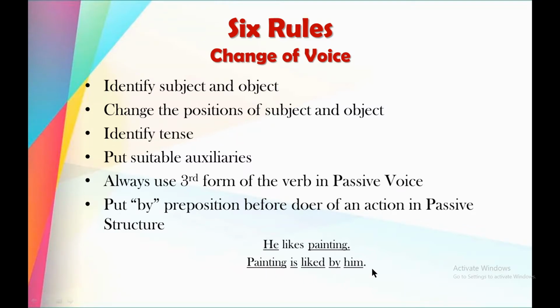So these are the 6 rules of changing the voice. The first one is to identify subject and object. The second one would be to change the positions of subject and object. Third one is to identify the tense.